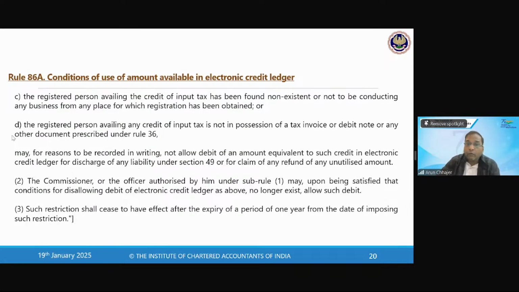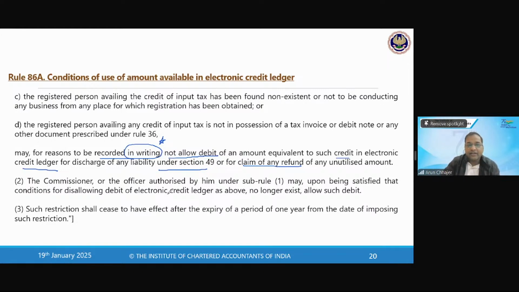Now then what happened? Reason to be recorded in writing, not allow debit. So much of the credit lying in the credit ledger for claiming the refund or making the liability. मतलब आपकी जो liability है, सॉरी जो ITC है, उस ITC को ब्लॉक कर देंगे. You can't use for these purpose.